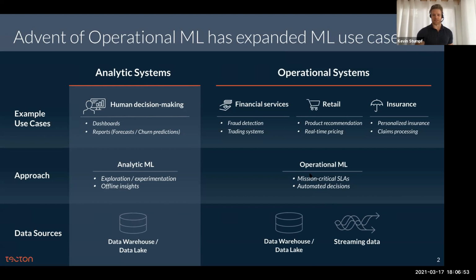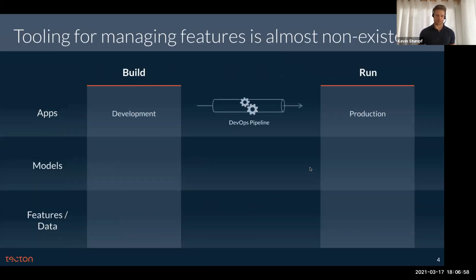So let's look at why it's actually so hard to develop and deploy these operational ML applications. One of the main reasons is that an ML application really consists of three different artifacts. You've got the application itself, which wants to make a prediction. You've got a model that does make the prediction. And then you've got features or data that feed into the model. Let's motivate this with an example, which could be a fraud prediction use case of a credit card processor.